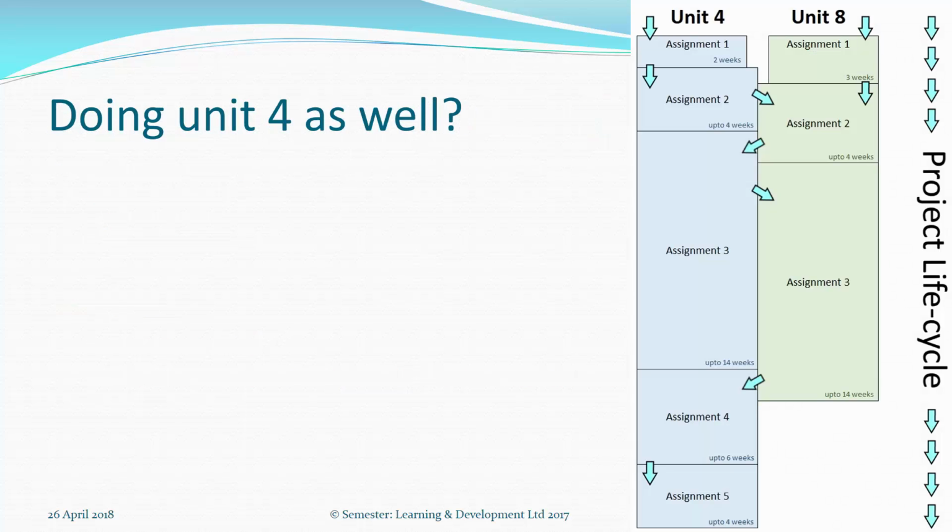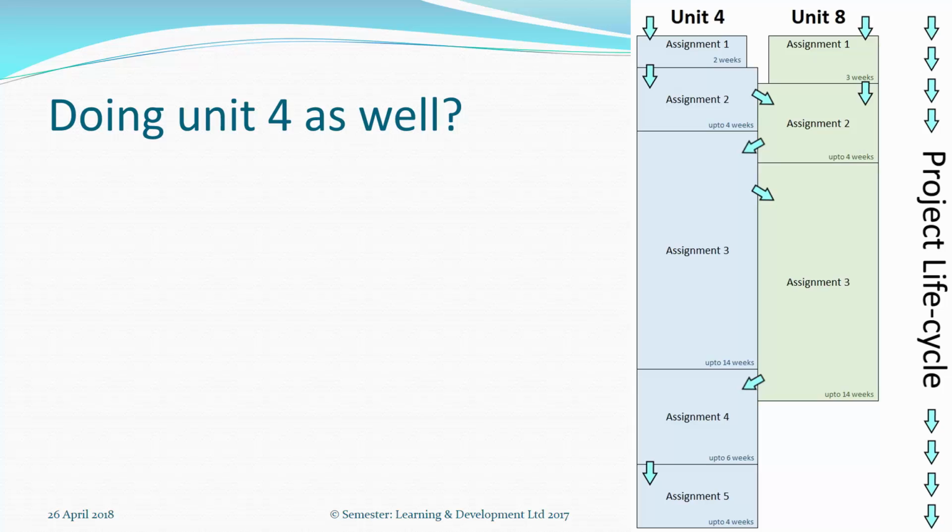If you're also studying for Unit 4, which is the Project Design, Implementation and Evaluation unit, the assignments for these 2 units fit quite naturally together. Assignment 1 for both units can be done in any order and one after the other as they're quite separate. However, the rest of the assignments overlap and lead into one another. Once Assignment 1 for both units is done, you should start Assignment 2 for Unit 4. This is the planning stage and it overlaps well with the planning in Assignment 2 for Unit 8.